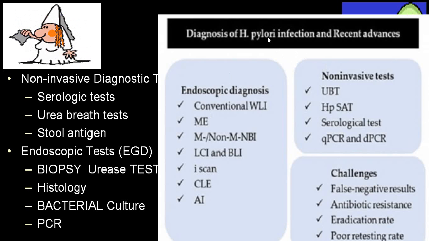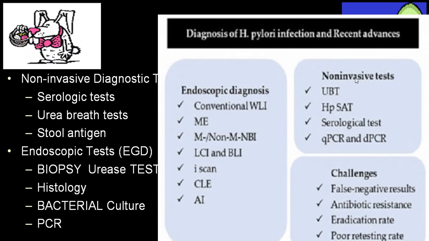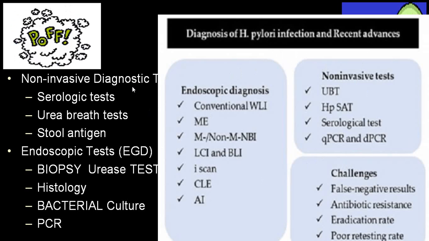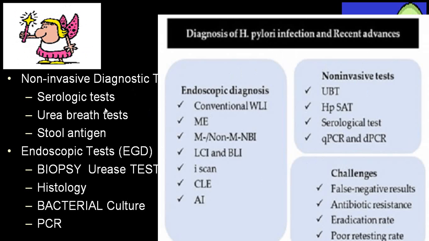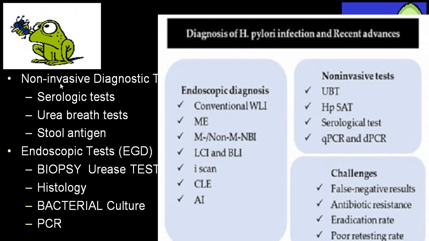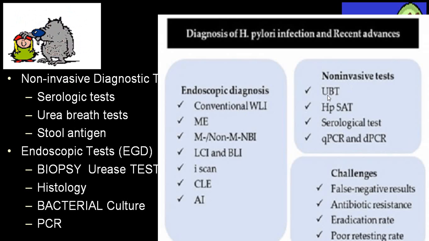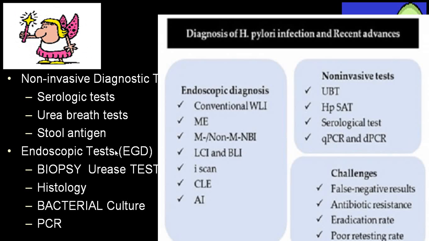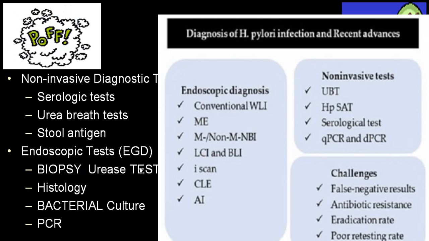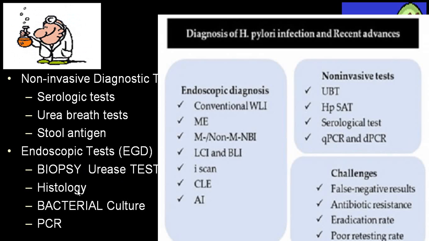So for diagnosis of H. pylori infection, we have an endoscopic diagnosis, we have non-invasive tests, etc. Non-invasive diagnostic tests commonly done in everyday practice are serological tests looking for the presence of antibody. Urea breath test is another very common non-invasive test, and stool antigen. These are the three common tests which are routinely done. And here you can see UBT, H. pylori stool antigen, serological test, PCR, etc. While the endoscopic test is biopsy, and you look for urease test, histology, histopathology. You can go for bacterial culture, and you can go for PCR test.